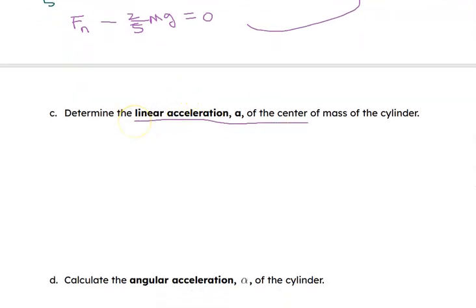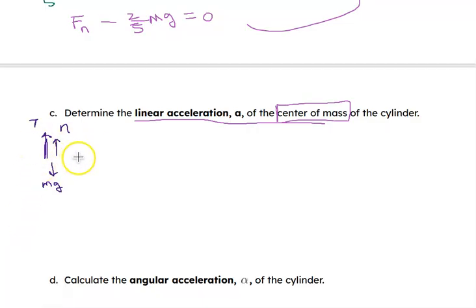Determine the linear acceleration A of the center of mass. All right, so when they say center of mass, that is a hint. You're going to revisit your force diagram, and if it helps you to redraw it, the center of mass is, I don't care about the point of contact. So the tension is up, the normal is up, the weight is down. We kind of already dealt with all of these. Sorry, I'm not using the same convention, but you get this.